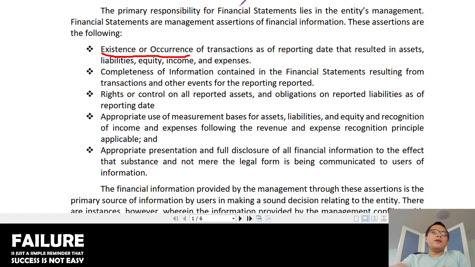Okay? Fairly presented. So, number 1 assertion by management: existence or occurrence, no? Under this assertion, kumbaga, sinasabi lang ng management sa atin na kung ano ang financial information na binibigay ko sa inyo ay talagang nag-i-exist o nangyari talaga as of reporting date. So kung ano yung mga transaction na nag-result sa asset, liabilities, okay, equity or income and expenses, sinasabi ng management na ito ay nangyari talaga or nag-i-exist. Okay? That is basically the existence or occurrence assertion.